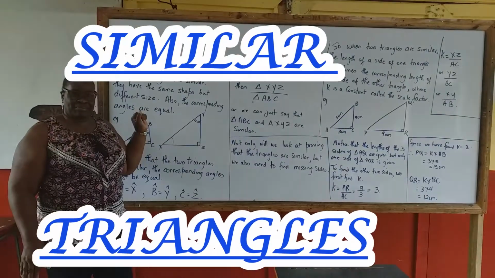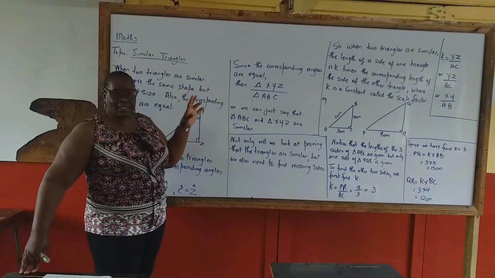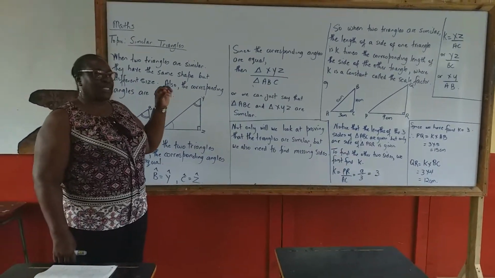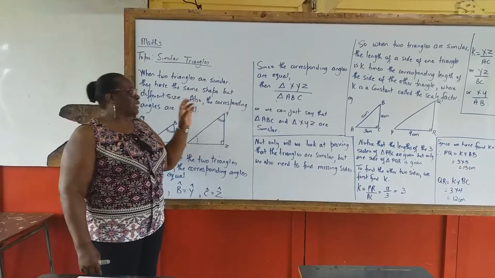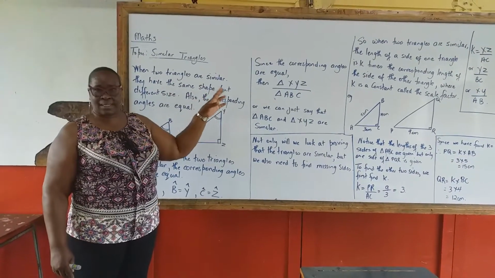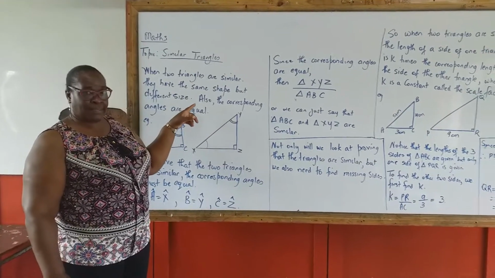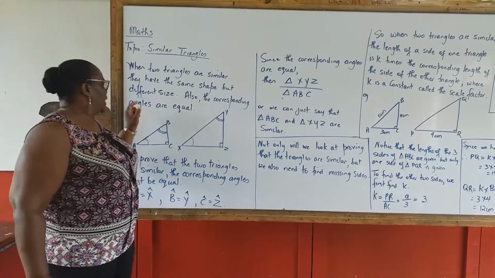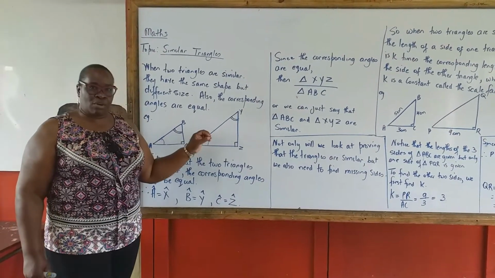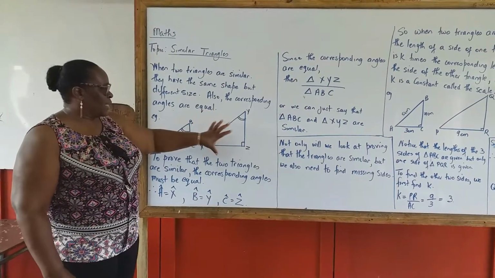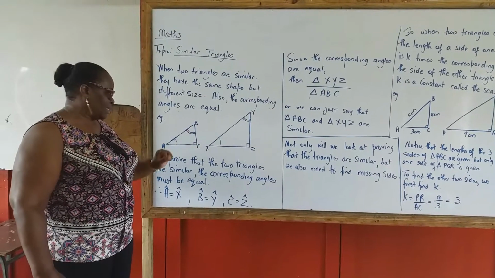This morning we're looking at similar triangles, and as you can see from the board, we have what similar triangles are. When two triangles are similar, they have the same shape but different size. Also, the corresponding angles are equal. Here we have the example on the board: a small triangle and a larger one. Same shape, but different size.